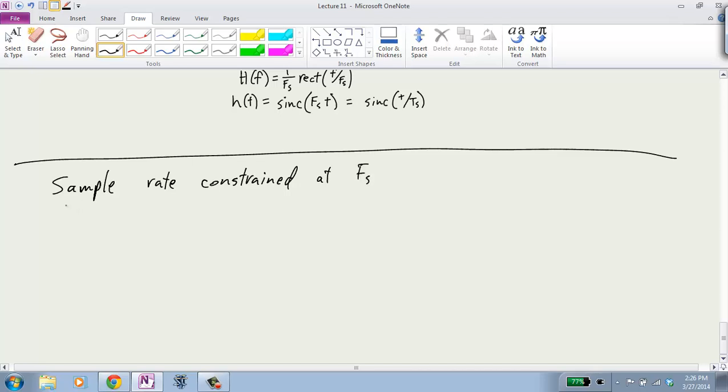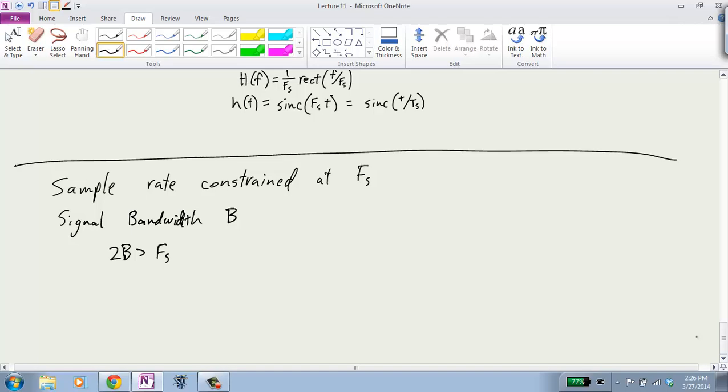And let's say your signal has a bandwidth B. And let's say that 2B is greater than Fs. So you're not going to be able to just sample this thing and not worry about it. Okay. And you don't want aliasing artifacts. Okay, they're no good.